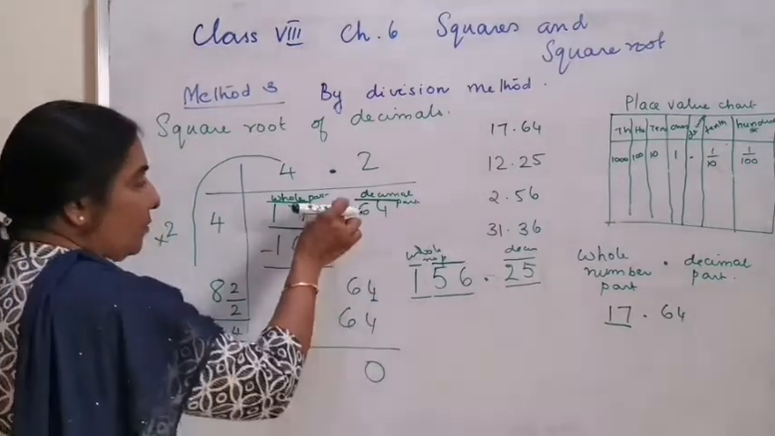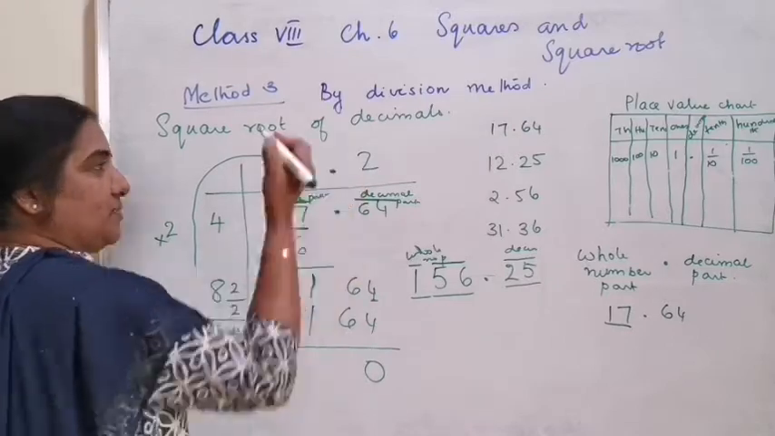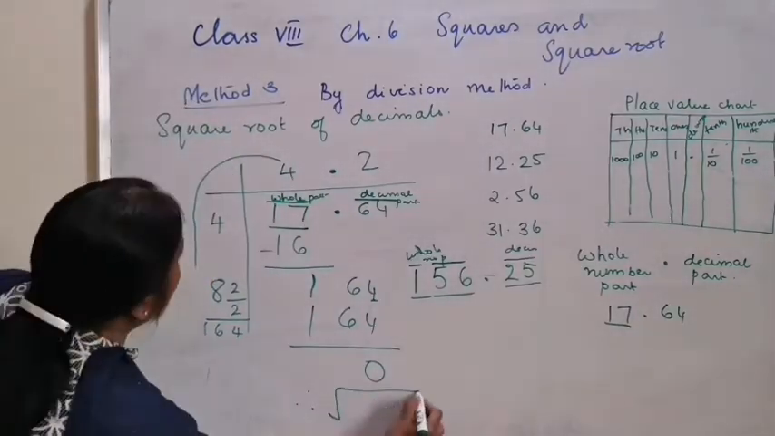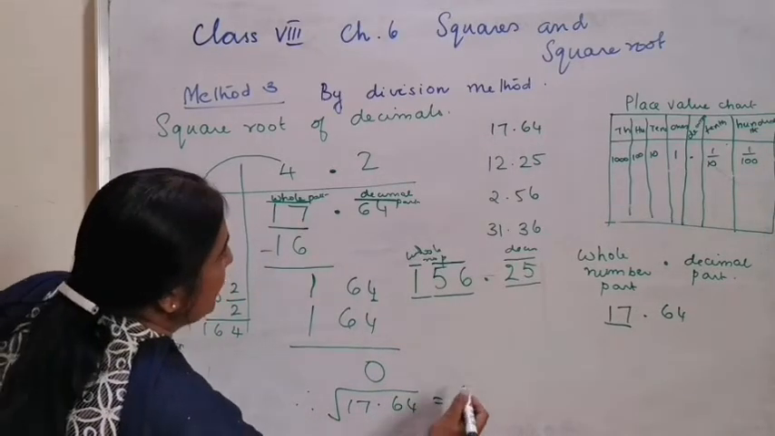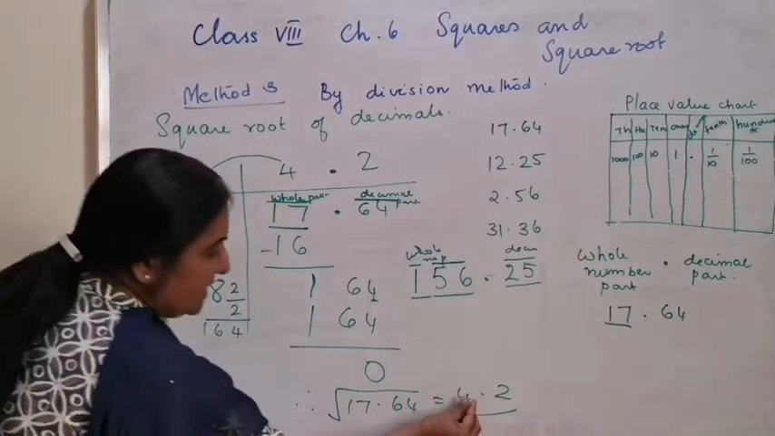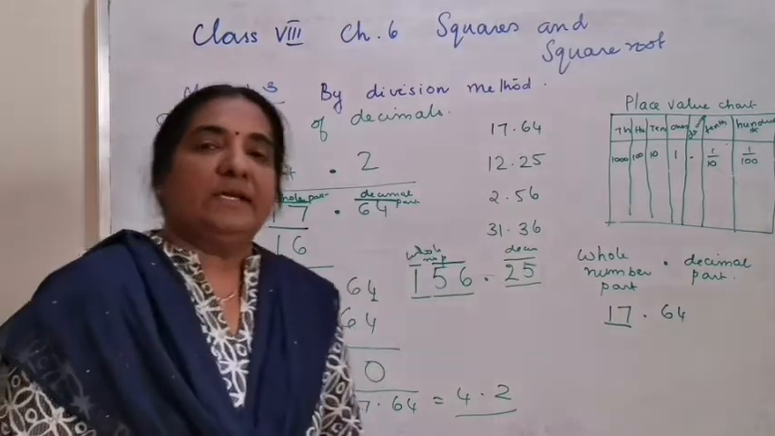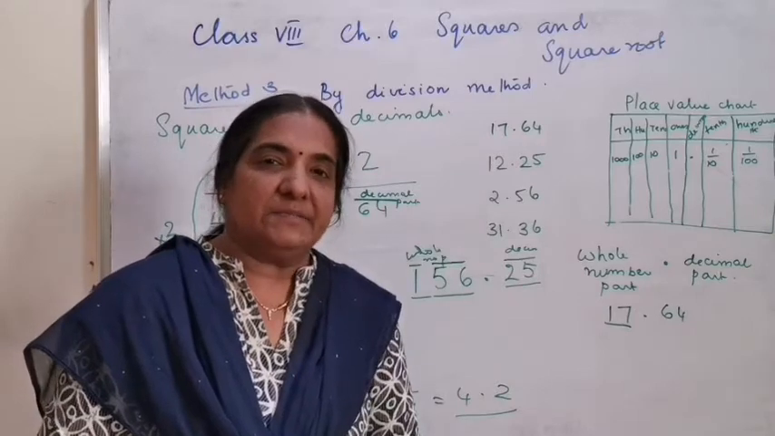No need of placing the decimals in the workout part. Only the decimal has to be retained in the answer section. So the square root of 17.64 is the same as 4.2, and you can check your answer as 4 4s are 16. That means 17 is close to the perfect square number 16, and so your answer is correct.